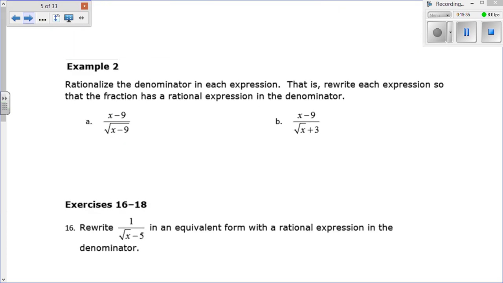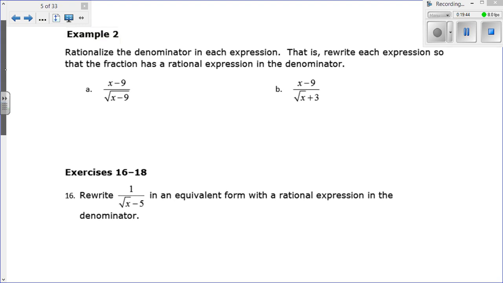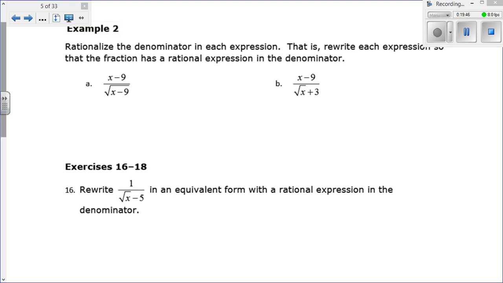Okay, we're working there. Almost done. Rationalize the denominator in each expression. That is, rewrite the expression so that the fraction has a rational expression in the denominator. All right. So if there's just a single radical, you multiply by the square root of x minus 9 over the square root of x minus 9.